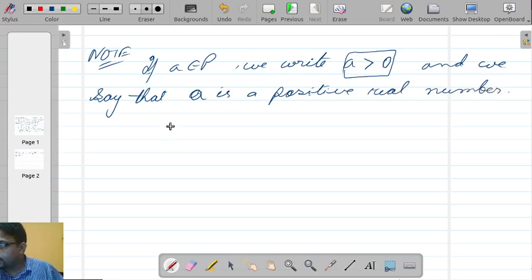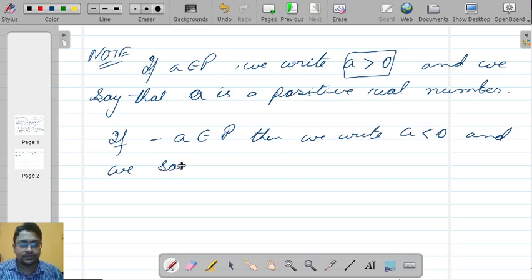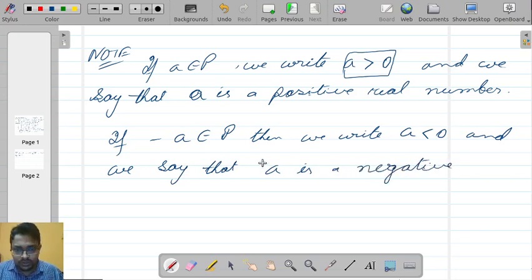Okay, real number, right? So if minus A belongs to P, then we write A is less than 0, and we say that A is a negative real number. Okay, negative. So let me just put this one in quotation: A is a negative real number.